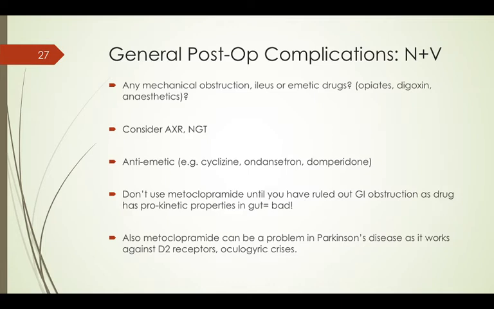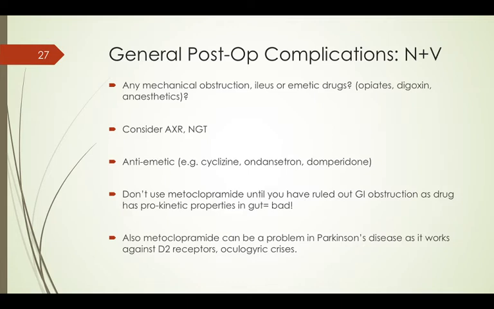Another antiemetic is metoclopramide. You may have already known this, but it's not advised at all in those with suspected GI obstruction because it has prokinetic properties. Obviously, if you've got a GI obstruction and the bowel is undergoing peristalsis and trying to push against the obstruction, that's bad. So don't use metoclopramide until you're sure that there is definitely no GI obstruction. The others are safe, so you may as well stick to those.